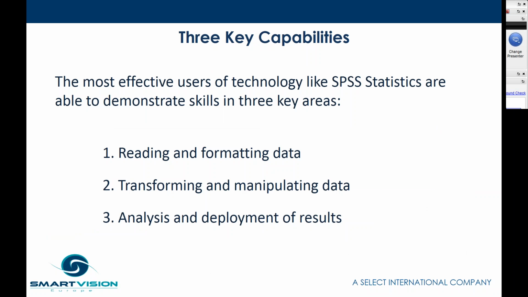Okay, so we're going to build this demo around 3 separate skill areas. When we think about people who are really good at analytical technology and people who can demonstrate a considerable degree of prowess within that, generally speaking, they're able to demonstrate skills in 3 areas. They're able to read and format data correctly for analysis. So that'll be the first stage: how can I get data into SPSS Statistics, whether it's in a database or in a spreadsheet. How can we transform and manipulate the data? Can we create new fields?